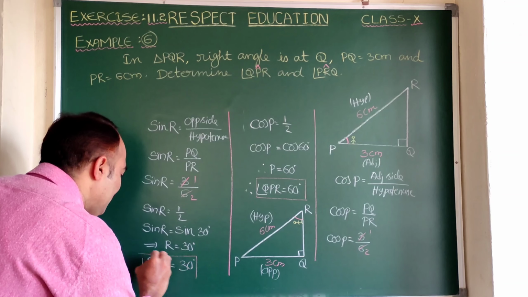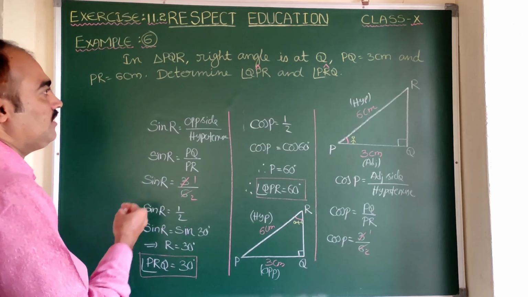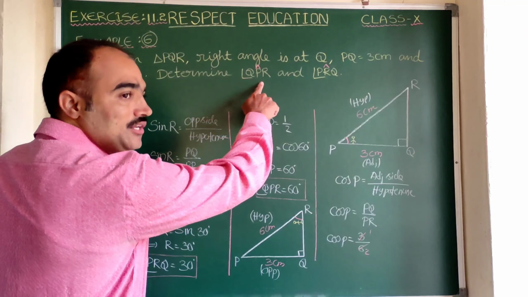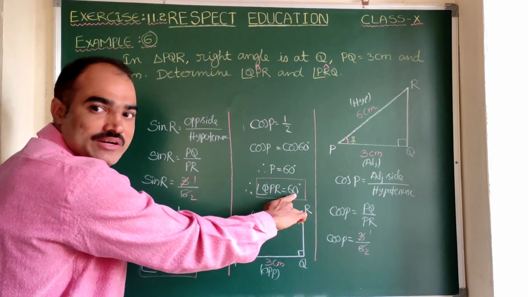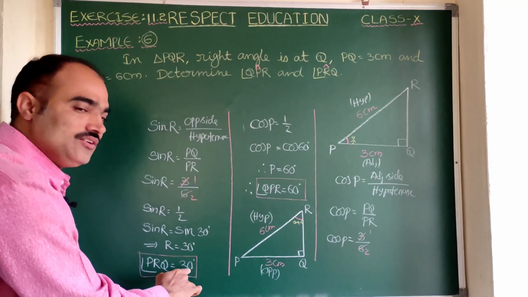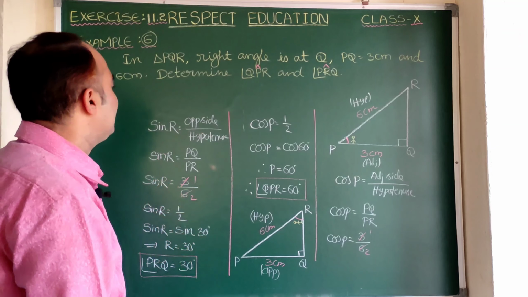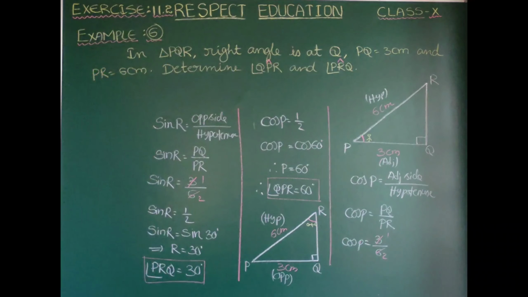Now finally let us see the question once. Determine angle QPR and angle PRQ. So finally angle QPR is equal to 60 degrees and angle PRQ equal to 30 degrees. Yes, with this example 6 gets completed.